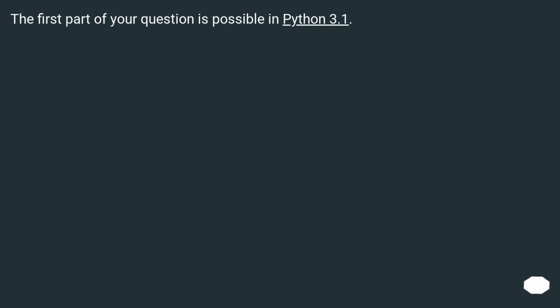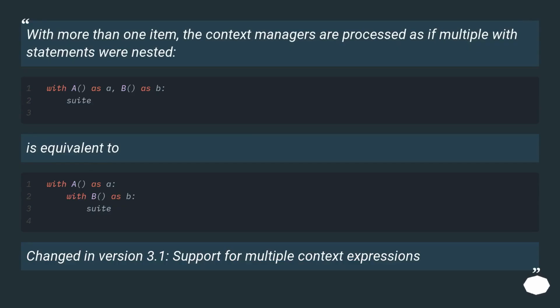The first part of your question is possible in Python 3.1. With more than one item, the context managers are processed as if multiple with statements were nested. This is equivalent to the nested form. Changed in version 3.1: support for multiple context expressions.